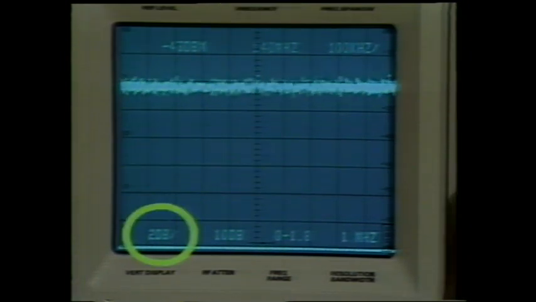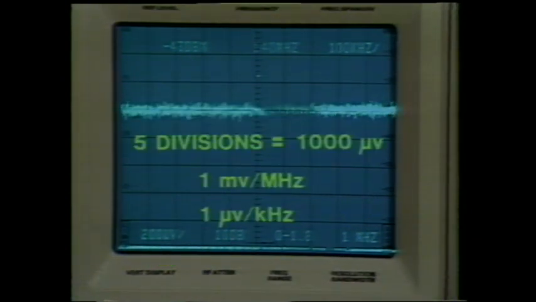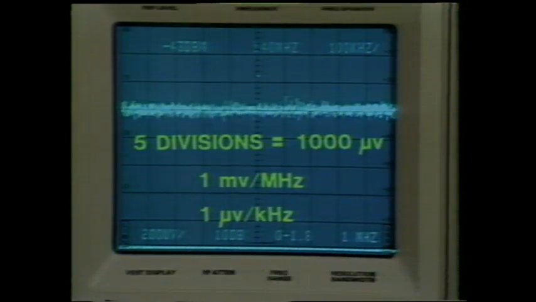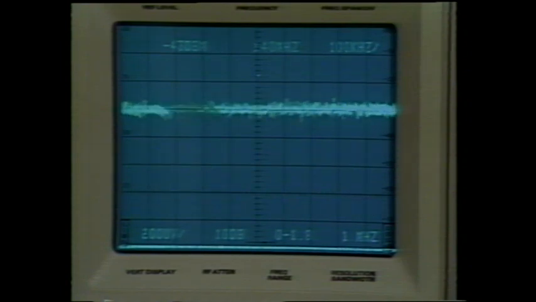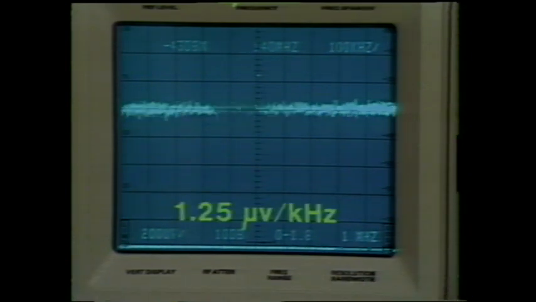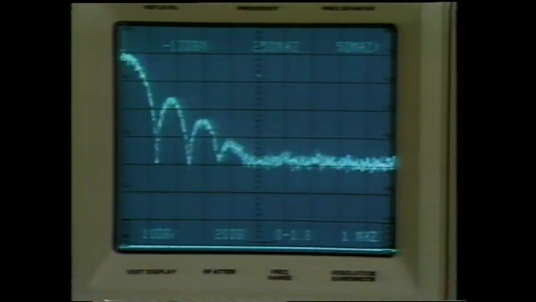So let's go to the linear vertical mode. At 200 microvolts per division, we have 5 divisions, or 1,000 microvolts, giving 1 millivolt per megahertz, or 1 microvolt per kilohertz. At this resolution bandwidth, the impulse bandwidth actually measures 800 kilohertz, so the voltage spectral density is really 1 millivolt per 800 kilohertz, or 1.25 microvolts per kilohertz. The entire display is a classical sine x over x shape extending to about 250 megahertz.